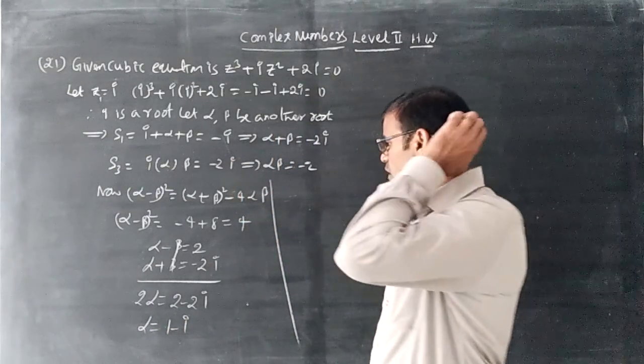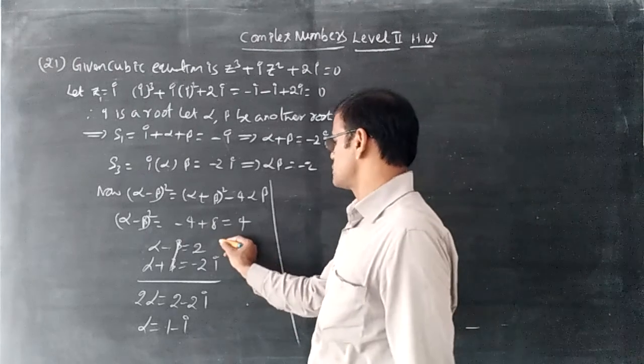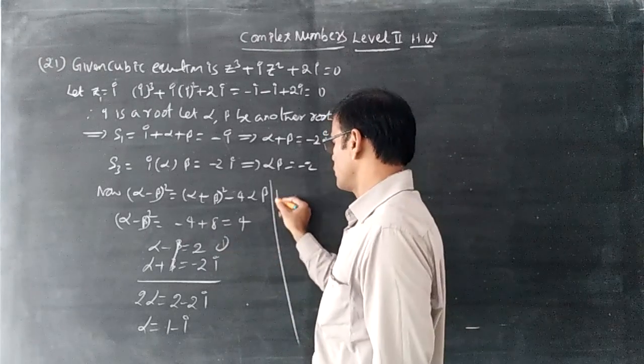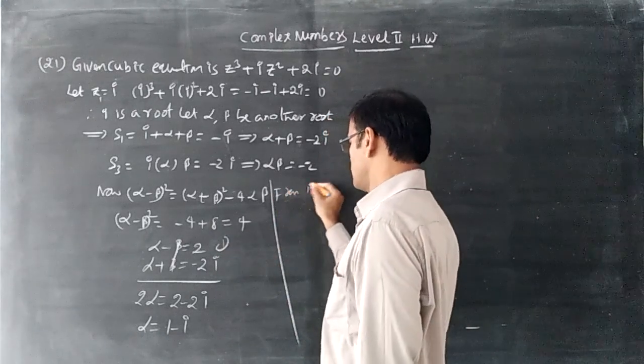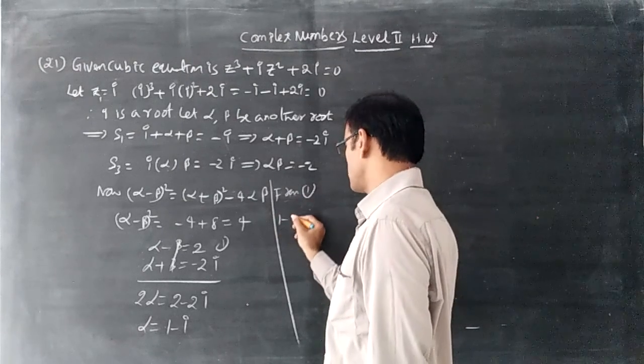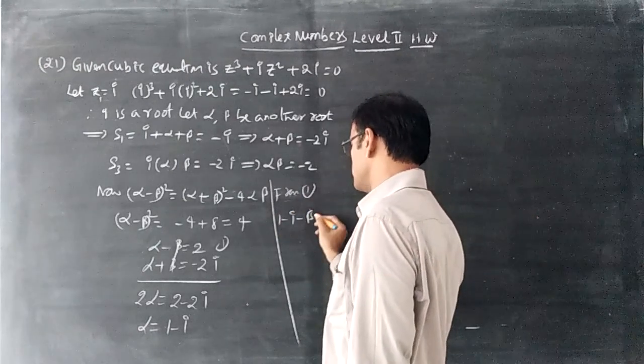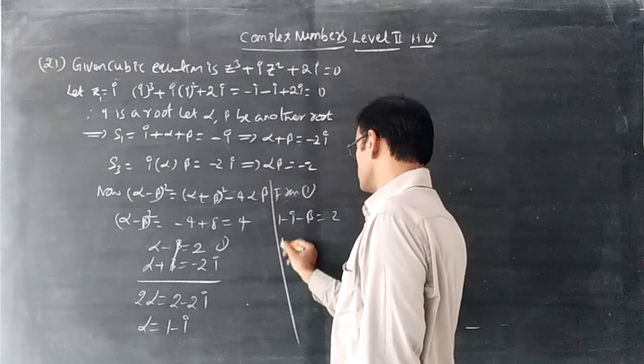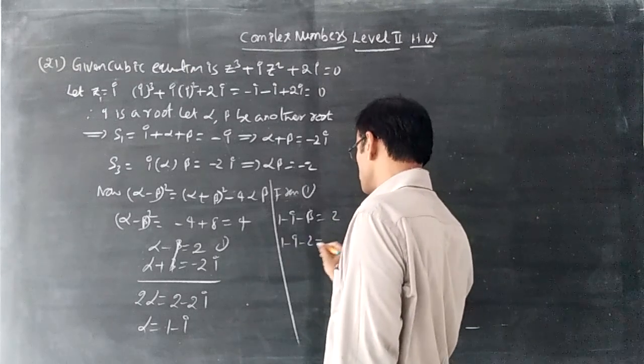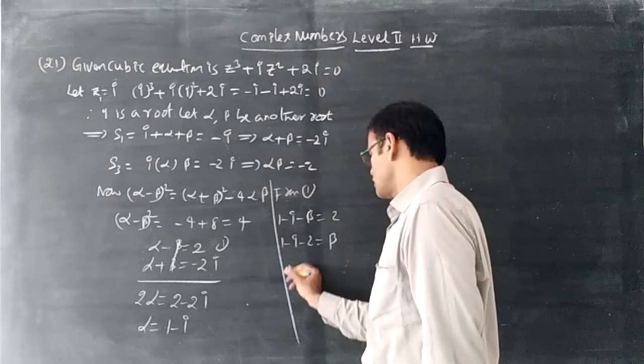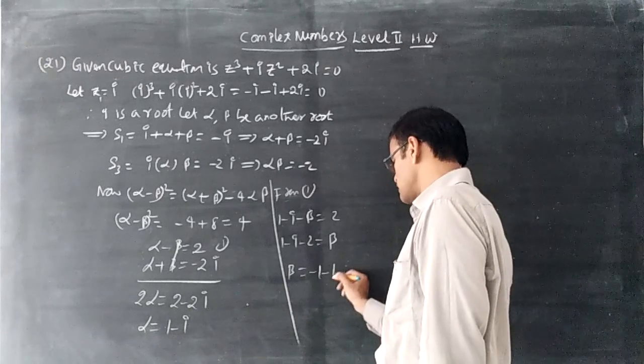1 minus i. Apply here, let this be 1. From 1 you write alpha, meaning 1 minus i. 1 minus i minus beta is equal to 2. So 1 minus i minus 2 gives beta. So beta is equal to minus 1 minus i.